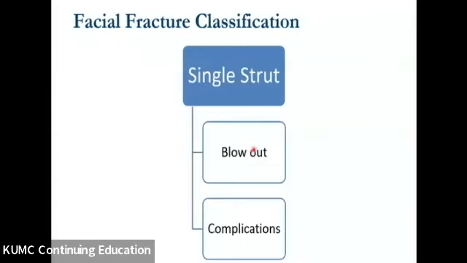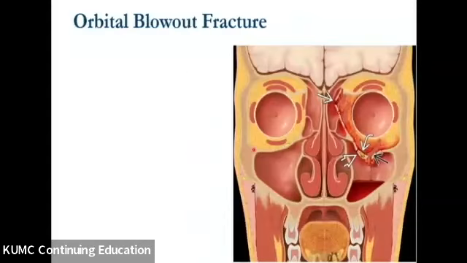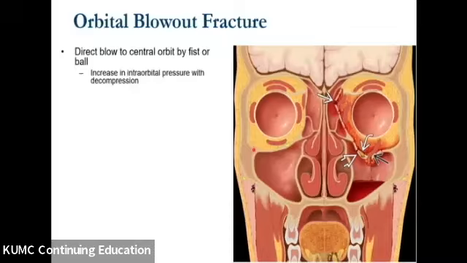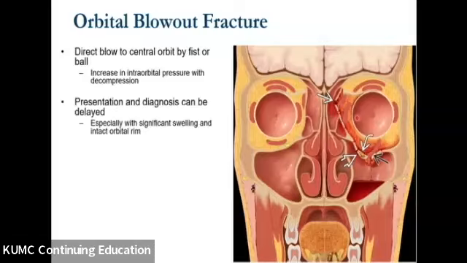So for facial fracture classification, we'll look at a single strut fracture and blowout fracture of the orbit and talk about some complications. The orbital blowout fracture mechanism is going to be a direct blow to the central orbit, typically by a fist or a ball. And you basically just get decompression at the weakest points of the orbit. The majority of the time that's going to be your orbital floor, which you can see here. And then the second most common will be your medial orbital wall. They can occur together as well.